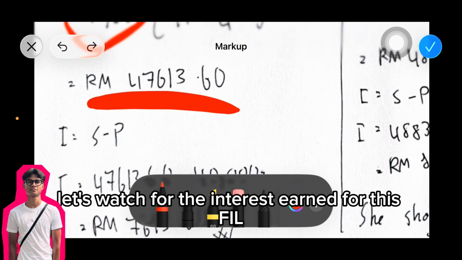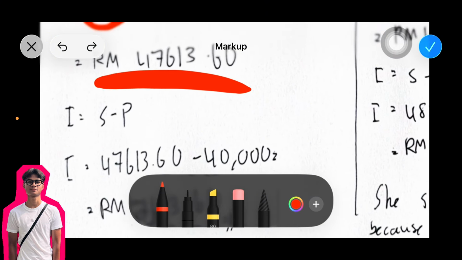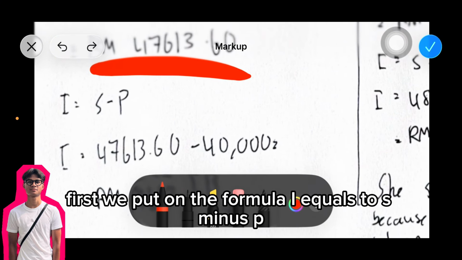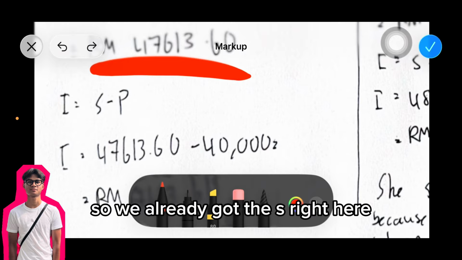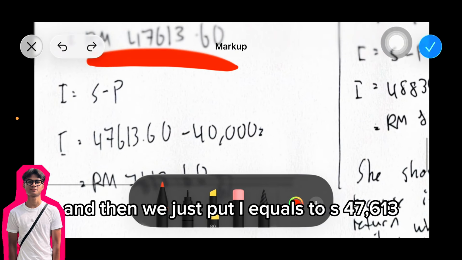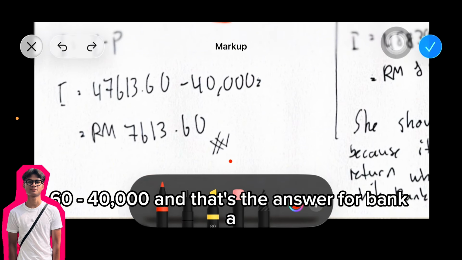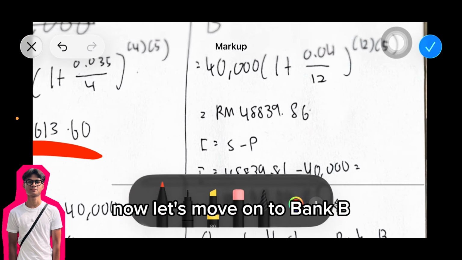Let's work out the interest earned to see which is better for financial return. First, we put the formula I equals S minus P. We already got the S right here, so I equals 47,613.60 minus 40,000, and that's the answer for bank A. Now let's move on to bank B.